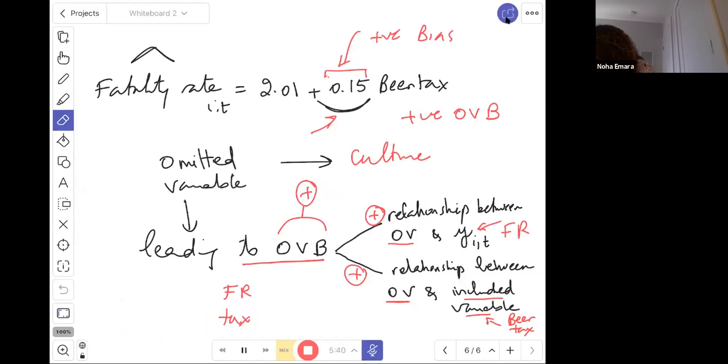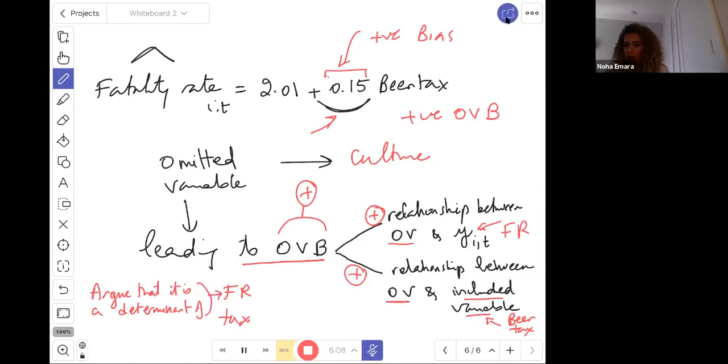You can argue that it is a determinant of fatality rate. It has an impact on fatality rate, culture, right? Different countries have different cultures. Maybe we cannot actually see its importance here around the different states of the US, because there is no major difference in culture between one state and another. But let's say I'm comparing a group of developing versus developed countries, in some countries it's really okay to drink and drive.